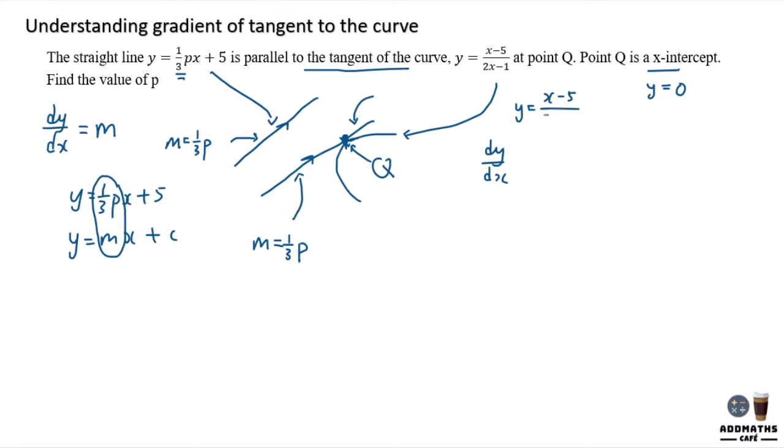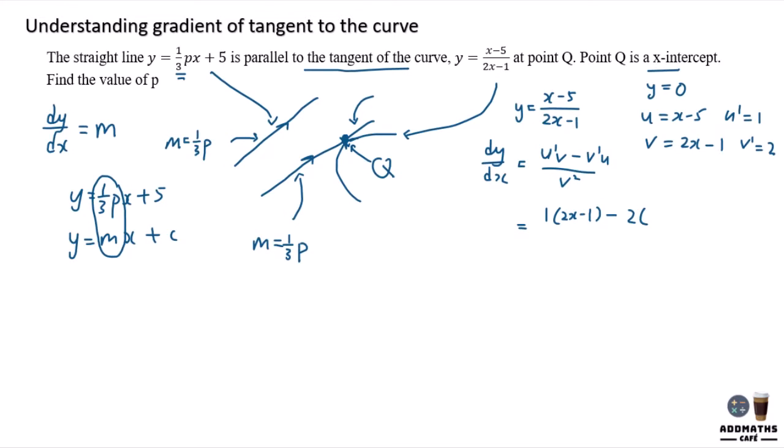I have here y equals (x minus 5) over (2x minus 1). So I make u equal to x minus 5 and v equal to 2x minus 1. So I use the quotient rule to differentiate this. My u prime will be 1 and my v prime will be 2. Differentiating gives (u prime v minus v prime u) over v squared. So u prime is 1, v is 2x minus 1, minus v prime is 2, u is x minus 5, all over v squared.